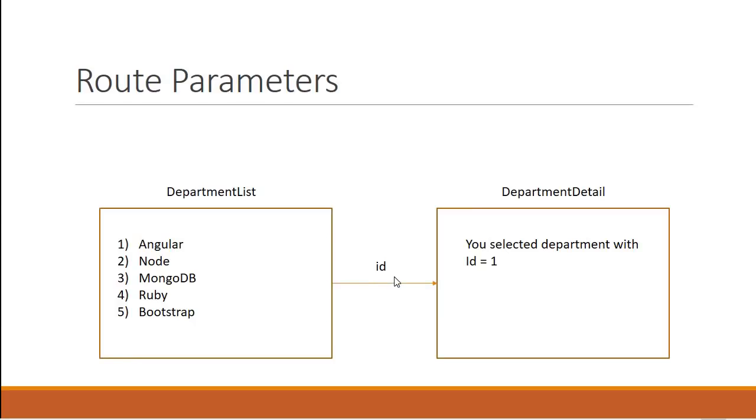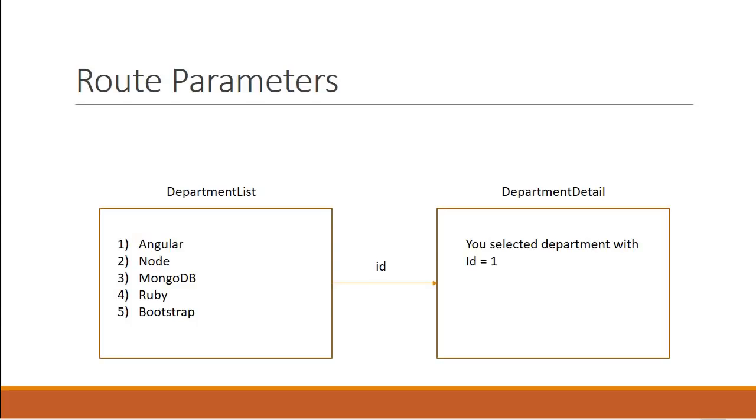as a route parameter. And in the department detail component, we will read that route parameter and display the ID in the view. For example, you click on Angular, it says you selected department with ID is equal to 1. So let's see how to do this.